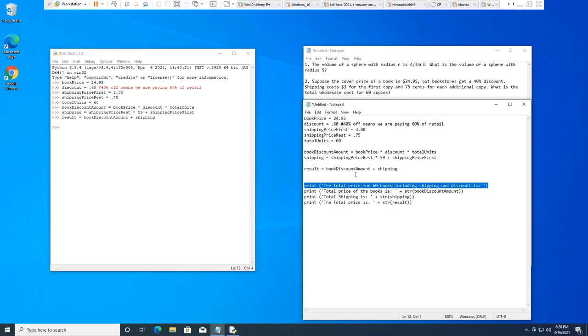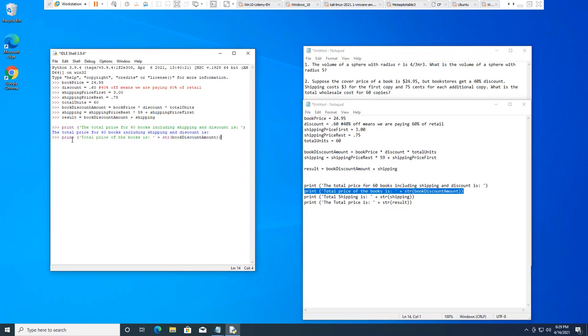So we're going to have 4 print output statements. Our first one basically is just letting us know that this is what they're going to be. Our first one is going to be our price of the book. Again, this is setting our total price of the book cost. So that's going to be our 60 books at our discount rate.